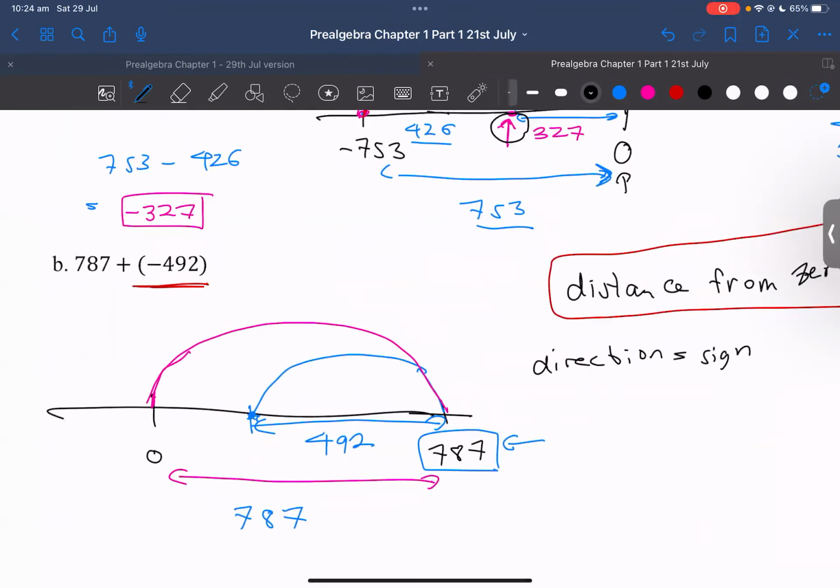Since we moved 492 left, what's the gap here? What's left? What's missing here? The whole thing's 787, but this part's 492. How do we get this gap? Let's call it x. How do you figure out what x is? Subtract. 787 minus 492. Yeah, very good, Emma. 295.